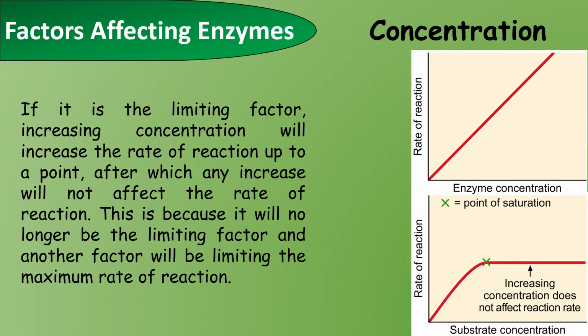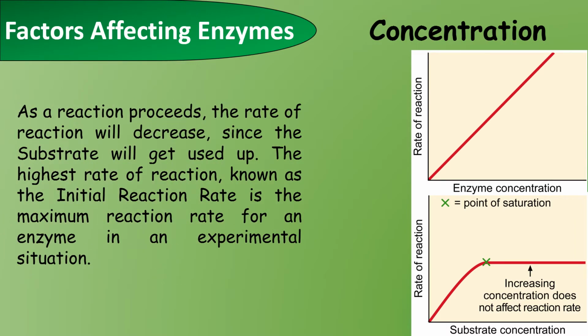However, substrate concentration only increases the rate of reaction up to a point. The point that it stops increasing is the point at which there are no free enzyme active sites to continue catalyzing the reaction to make it go faster. As the reaction proceeds, the rate of reaction will decrease since the substrate gets used up. The highest rate of reaction, known as the initial reaction rate, is the maximum reaction rate for an enzyme in an experimental solution.